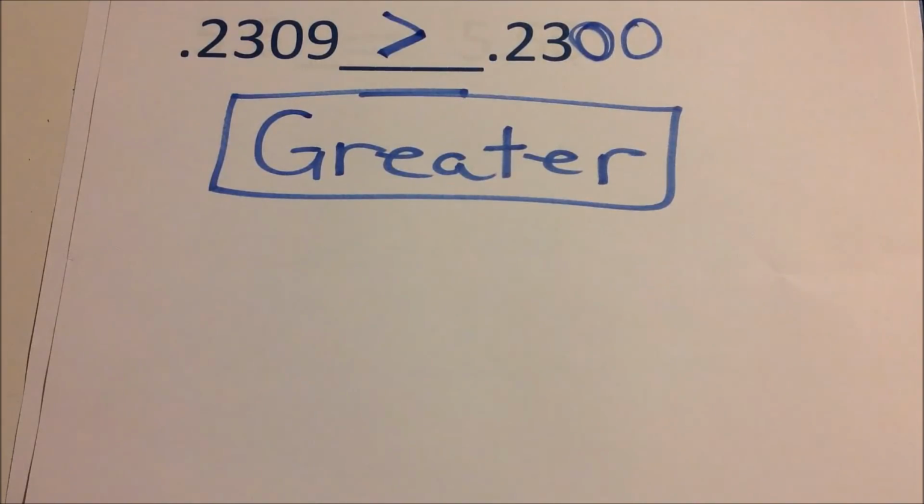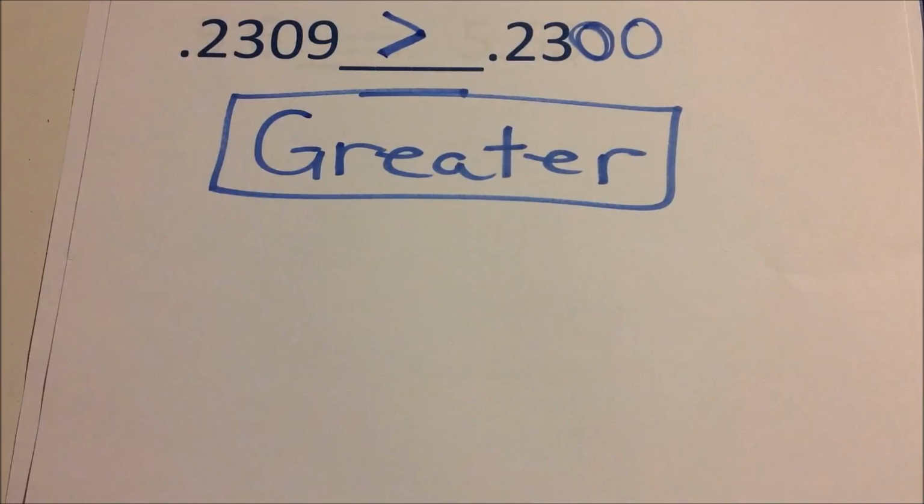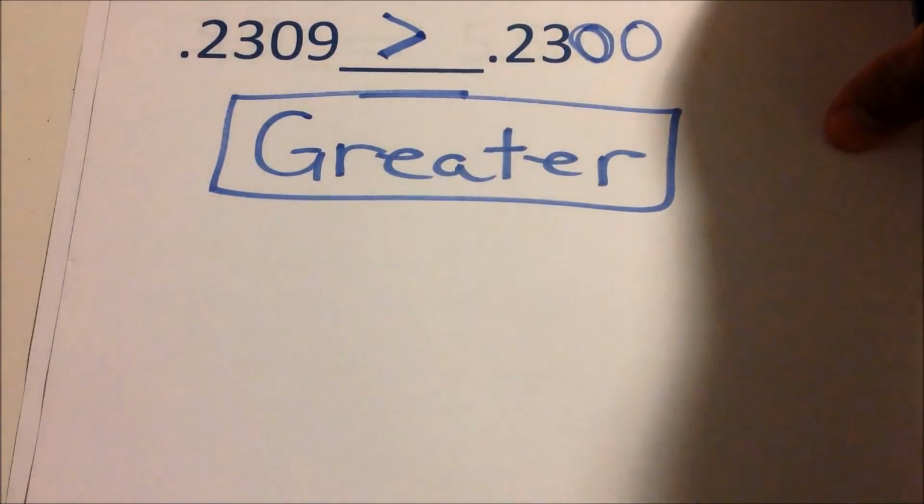Alright, that's just adding and subtracting decimals. I showed you this shortcut with whole numbers. And we did comparing. Great job.